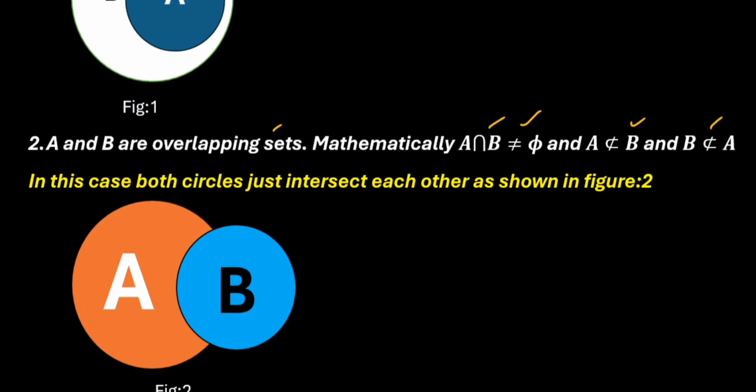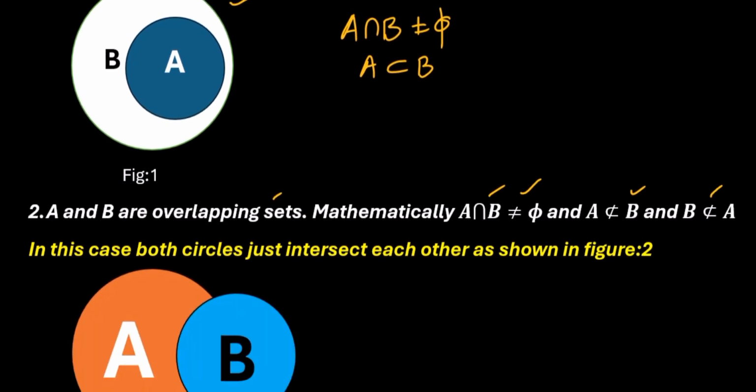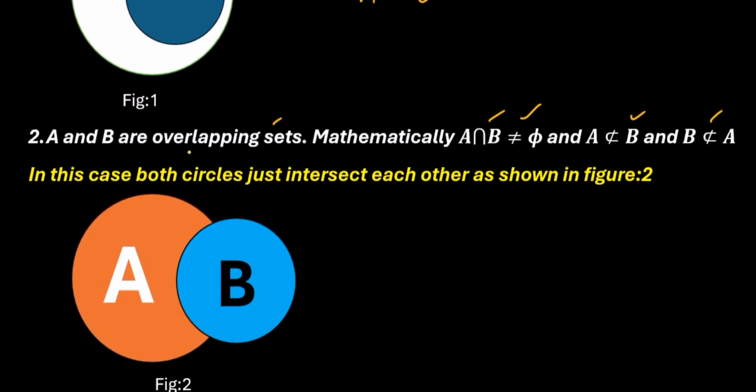While in the above case, when A is a subset of B, their intersection will also be non-empty. But in that case, A is a proper subset of B. So this is the difference. In case of overlapping, both circles just intersect each other as shown in this figure 1. And in the intersection, the points are those points which are common in both sets A and B.